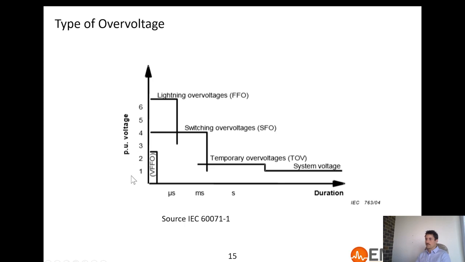Okay, just a classification here on the chart of all the different types of voltages and the magnitude to expect. Of course, for lightning, we expect very high magnitude, but because it's very fast, equipment may be able to withstand them.